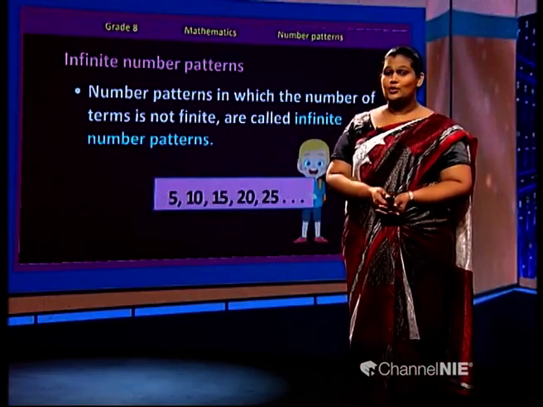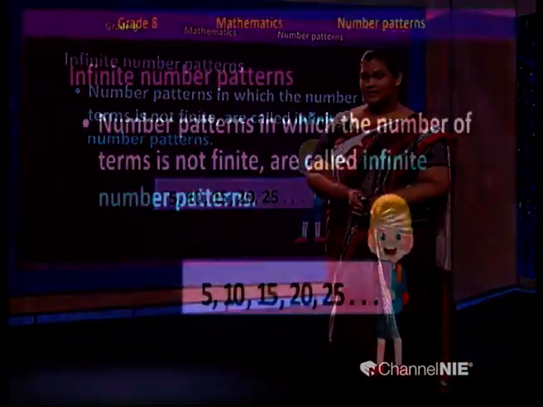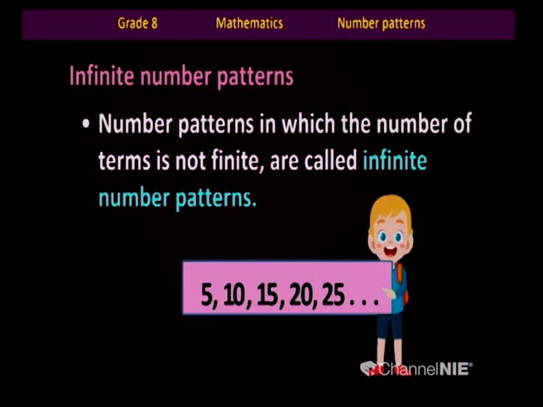So, we will move on to another example there. 5, 10, 15, 20, 25 and so on. What is this number pattern? Yes, it is the number pattern of multiples of 5 starting from 5 and written in ascending order. Right, here also we know the first term, second term, third term, but after that we can write up to any number of terms because this is an infinite number pattern.